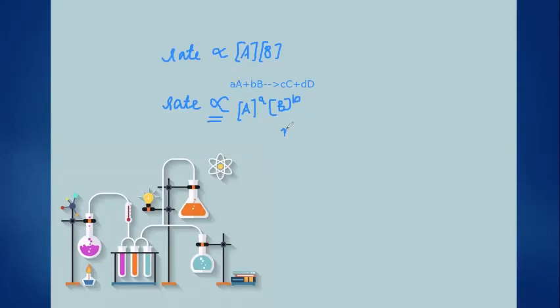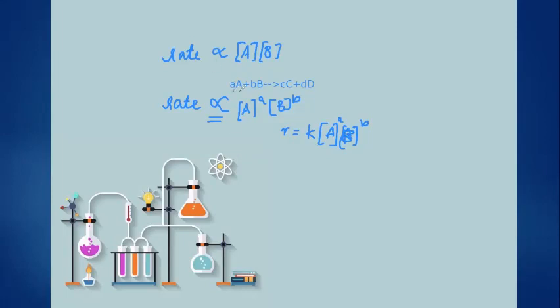So we know R equal to k, which is the constant, and the product of both the reactants, each raised to its stoichiometric coefficient. I hope the b is clear. It's a small b, just to clarify.